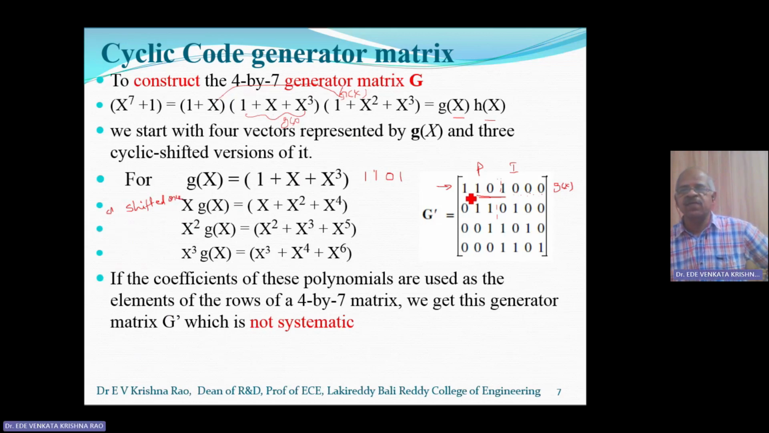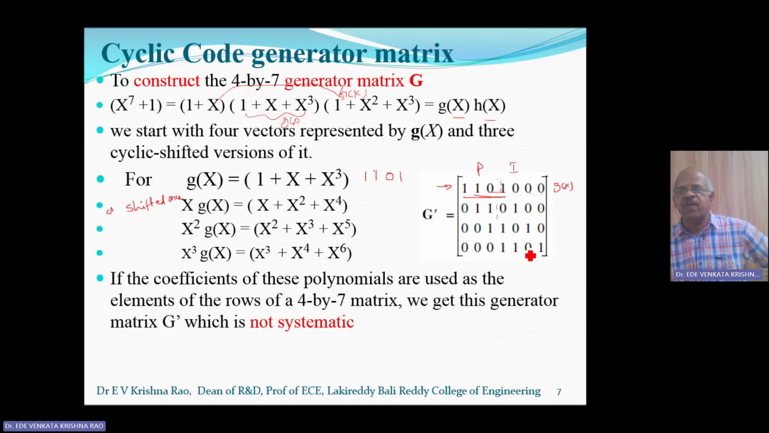Okay, this row is shifted once, right side, and x square, one more shift, x square g(x). This row is shifted once again. Okay, x cube g(x). This row is again shifted.